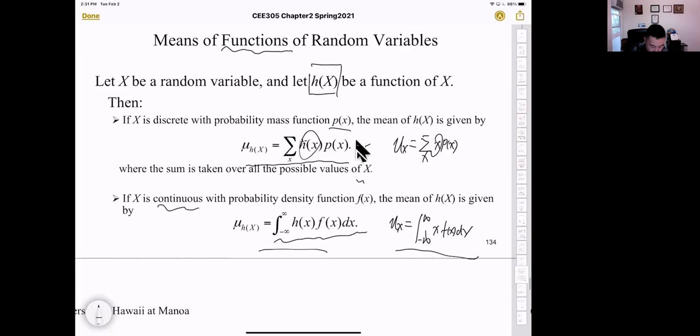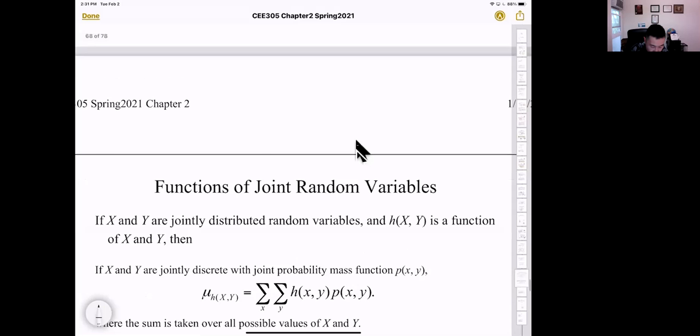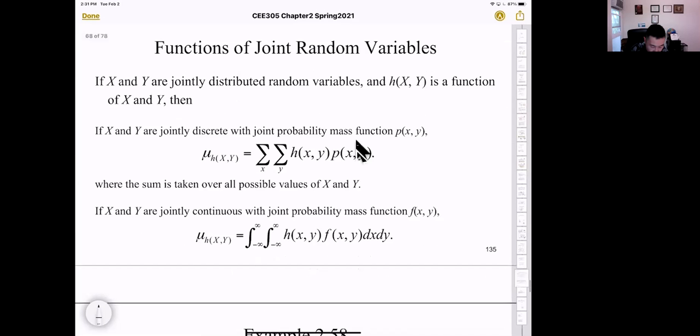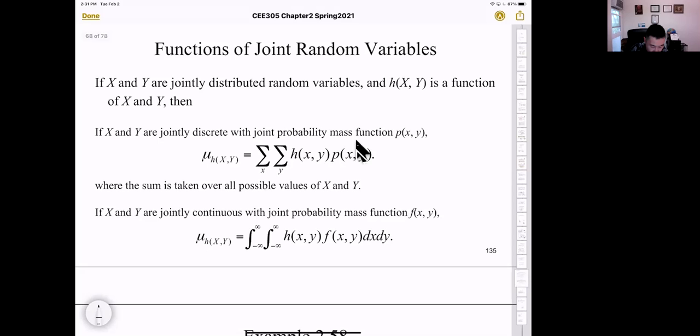Again, if you have more than one variable, X and Y, jointly distributed random variables, and h(x,y) is a function of x and y, then we should do the multiple integration or multiple sum.